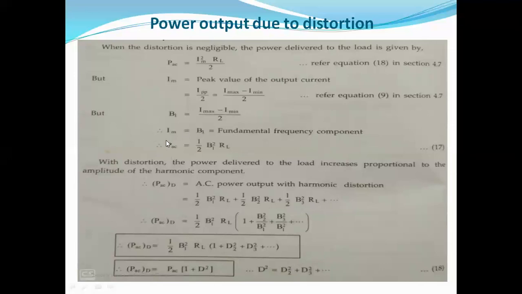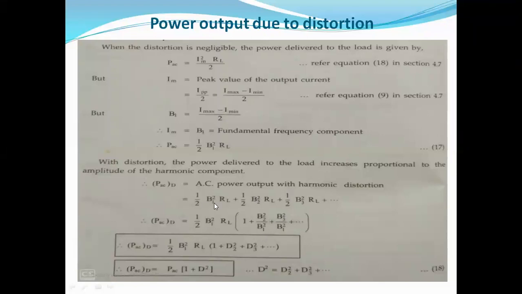So this is the power due to the fundamental frequency component. Okay. And if you have some distortion, that is, if you have some second harmonic distortion, some third harmonic distortion, then the power becomes half B1 square RL plus half B2 square RL plus half B3 square RL and so on. So as the distortion increases, we may have some additional components here. Okay. And the total power due to distortion becomes half B1 square RL into 1 plus B2 square by B1 square plus B3 square by B1 square and so on.